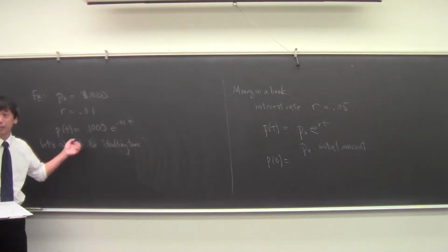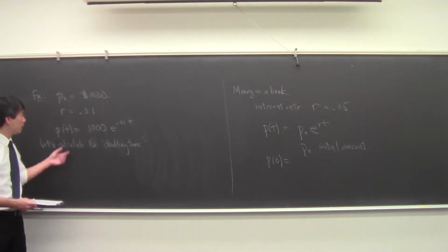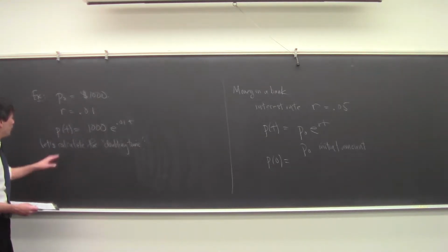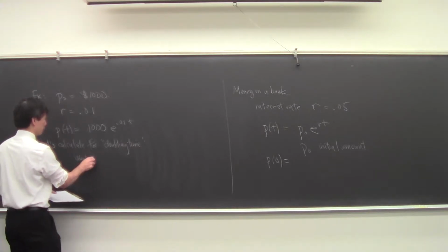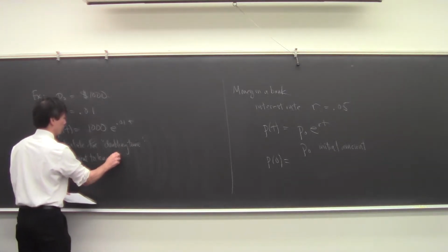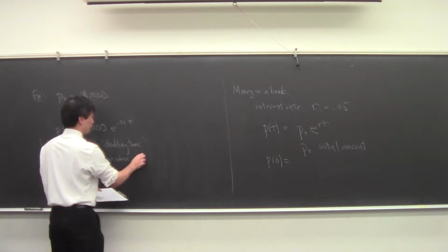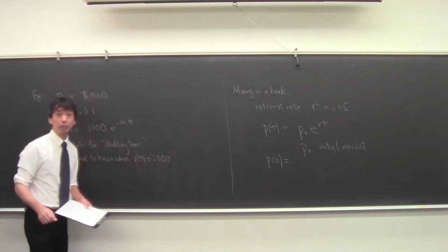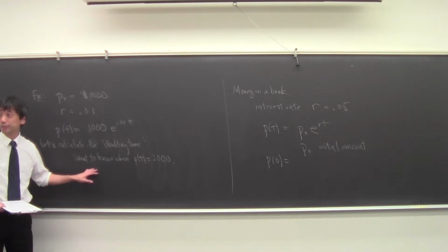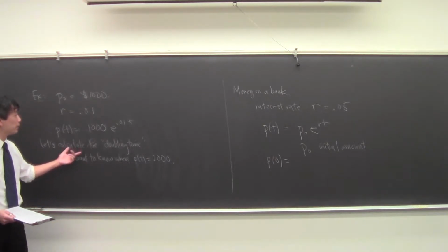Doubling time. How long does it take for your money to double? You'd say, okay, I'm wondering when P of T is going to be 2,000. When P of T is going to be 2,000. That's easy enough to calculate.